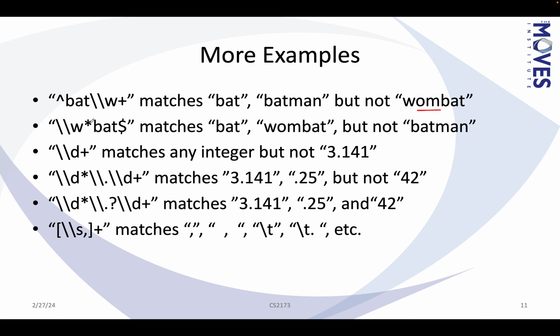Okay, so here are zero or more word letters followed by bat and a $. That'll match bat because zero or more and ends with bat. It'll match wombat because it ends with bat and has word letters before it, but it won't match Batman because it matches the bat, but it doesn't end with bat.